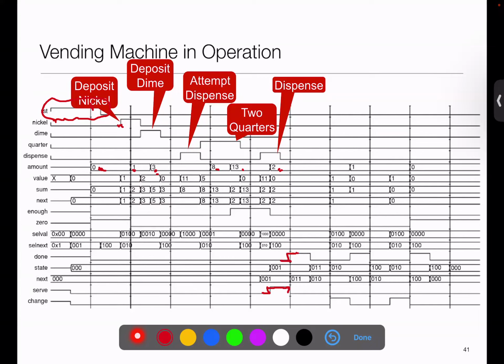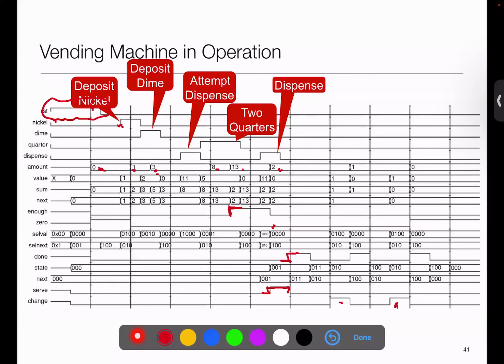Meanwhile, you can also see whether there is enough and zero. So this is where enough had gone up because there was enough money in the machine. And then at this point, since we had leftover change, the zero is low. So we are going to start dispensing change. So we have to dispense twice.